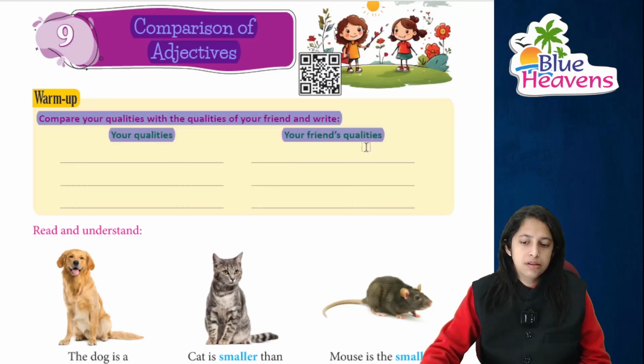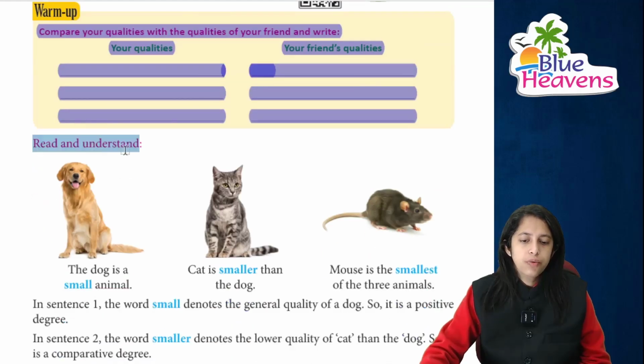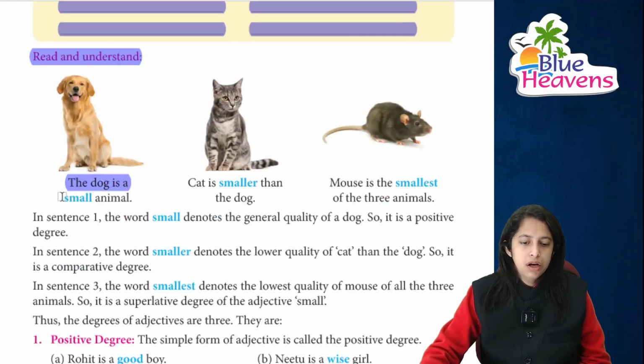This is your quality and this is your friend's qualities. You just write down over here, right? Now just read and understand. The dog is a small animal.